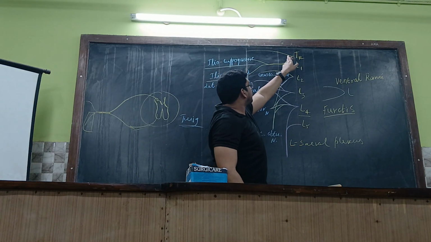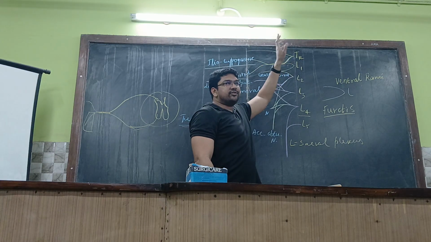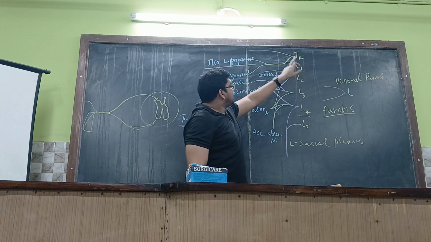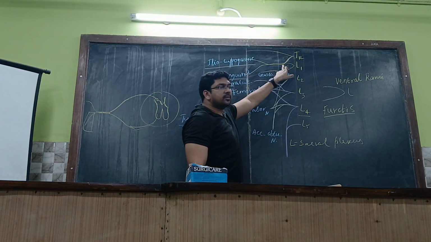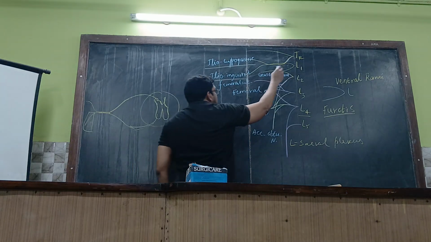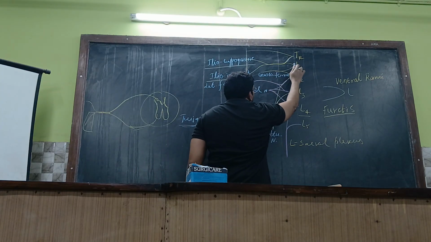So what is happening with the actual T12 nerve? It forms the subcostal nerve. T12 nerve is nothing but the subcostal nerve. That subcostal nerve gives rise to a small branch that forms these two branches over here. Then coming to the lower branch of L1.